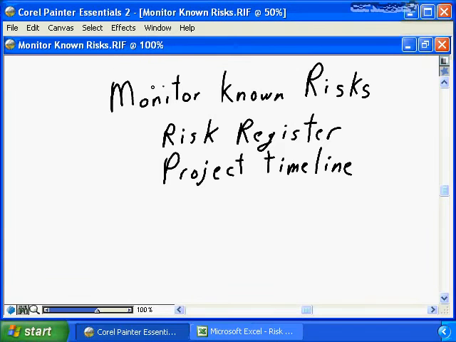The first step in monitoring and control is to monitor the known risks. To look at the risk register, examine the events in the risk register, determine the likelihood of the risk occurring, determine the timeline within which the risk is likely to occur, and ensure that you are taking appropriate actions to eliminate, to mitigate, to deal with the risks as they occur. So how do we do that? Let's have a look at our risk register.